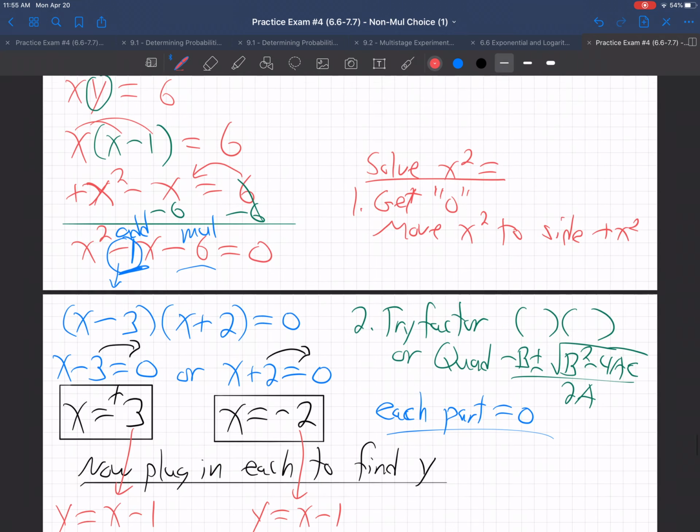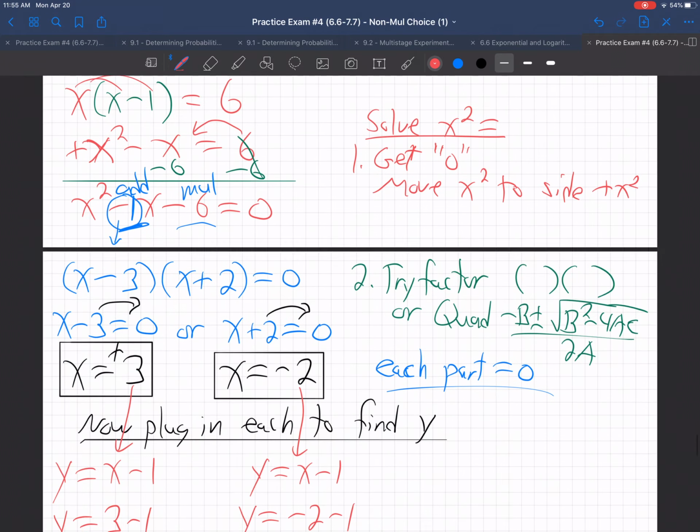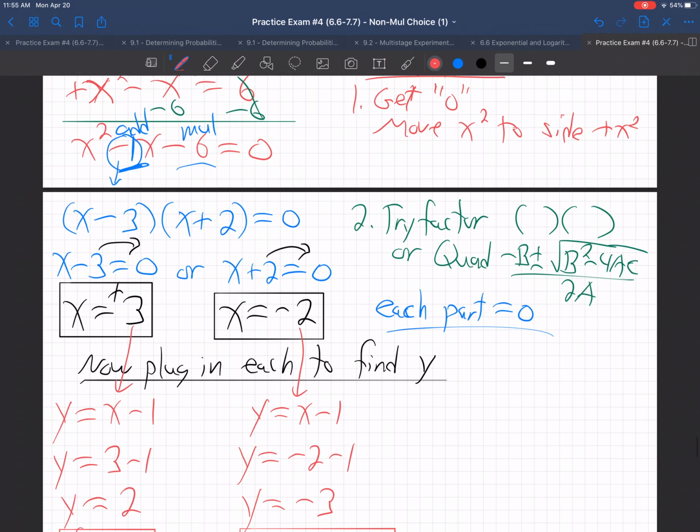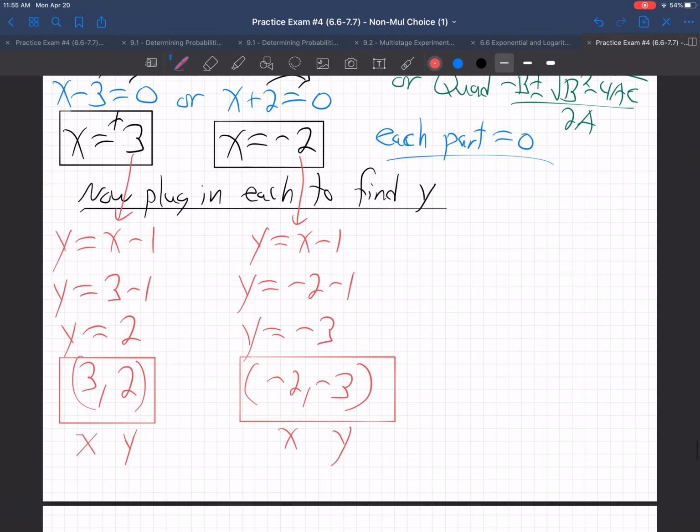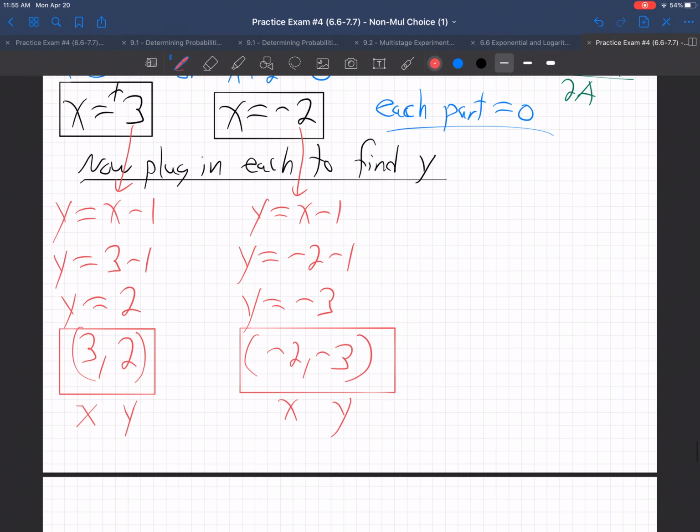So that's how you do it. Plug one equation into the other. You get your x squared equation, factor, set each part to 0, find both the x's, and plug both of those back in to find the y.